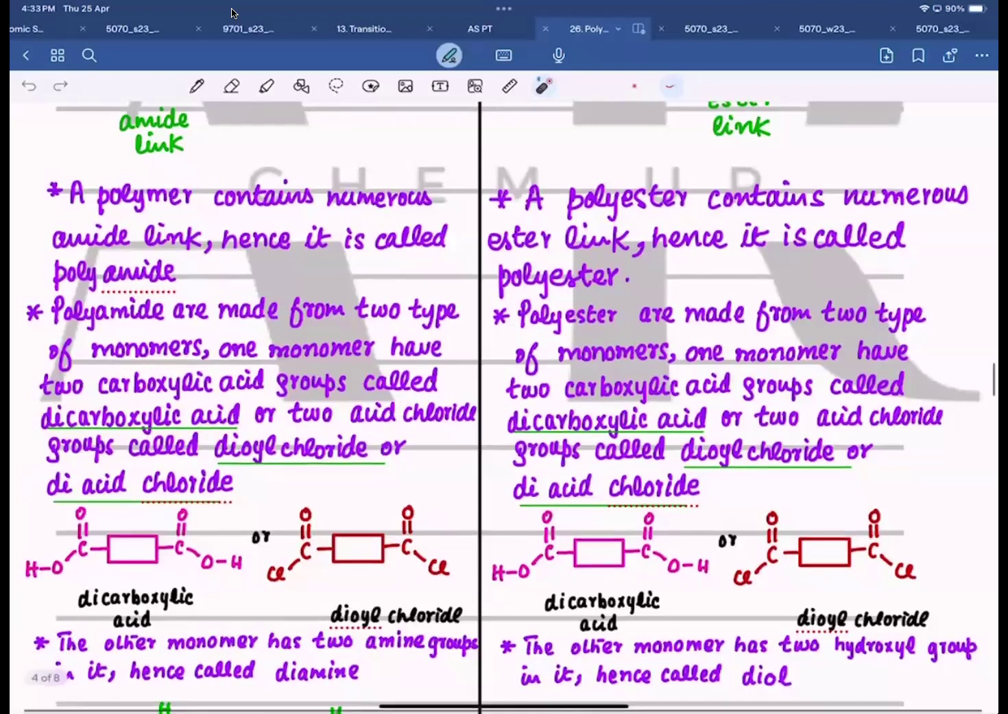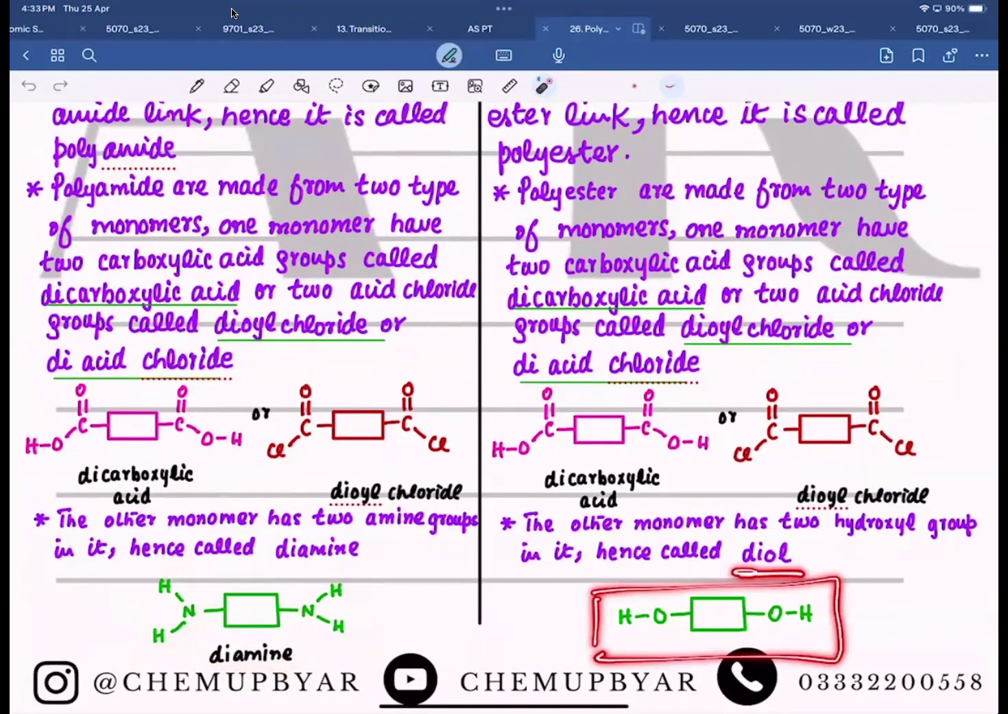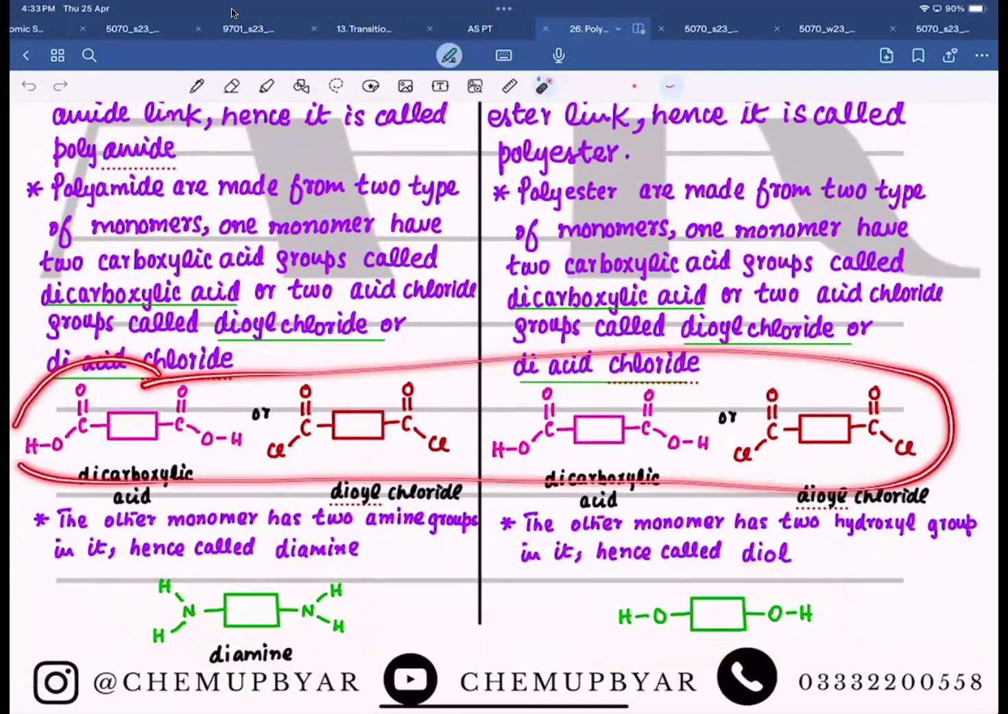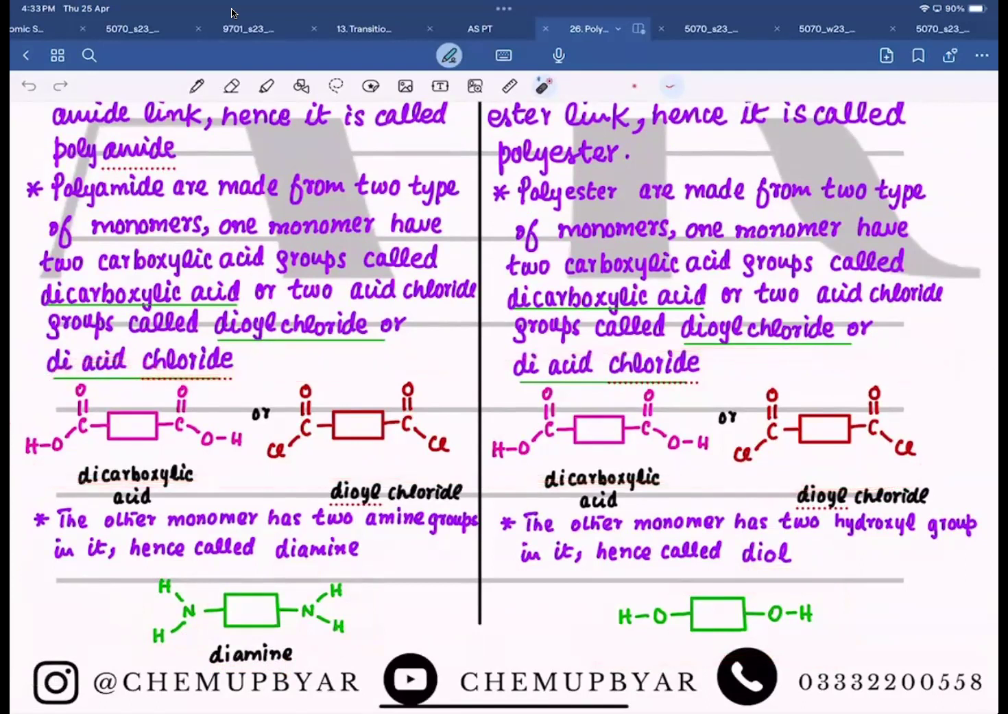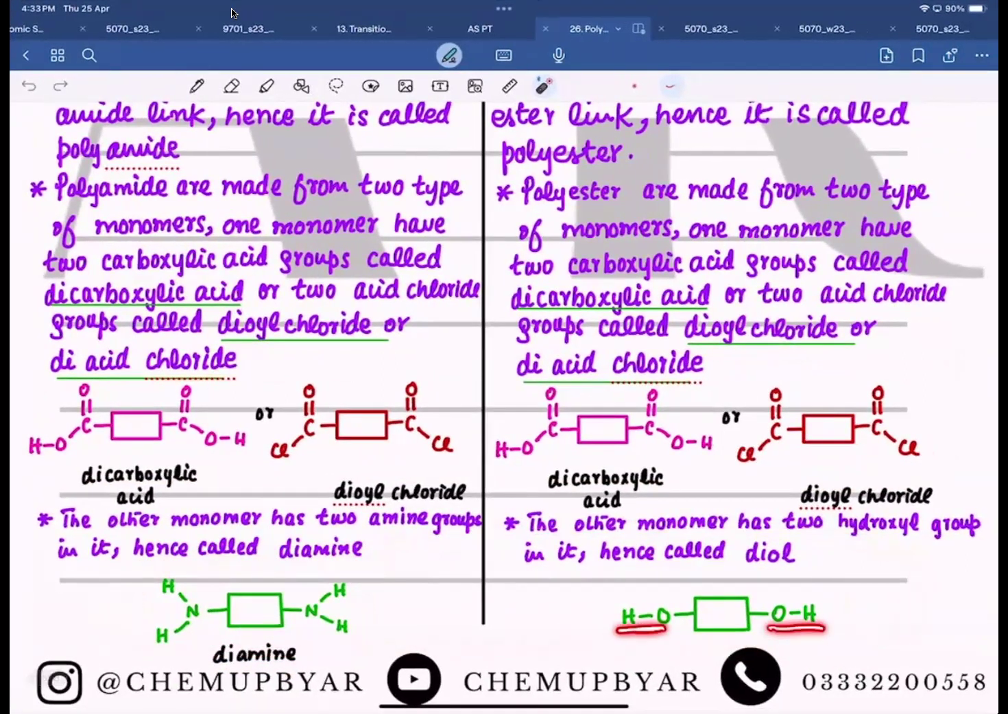Yes, sir. Okay. Now the other monomer that we use for a polyamide is a diamine, with two NH2 groups. NH2 is called the amino group. So there are two NH2 groups bonded on both sides of the monomer. We call it diamine. And for a polyester, the monomer that we use is called diol. Here it is diamine. So the first type of monomer is the same in both polyester and polyamide, and the second monomer is different. For polyamide, it's a diamine, and for polyester, it is a diol, where the two OH groups are present on both sides. Is this clear?